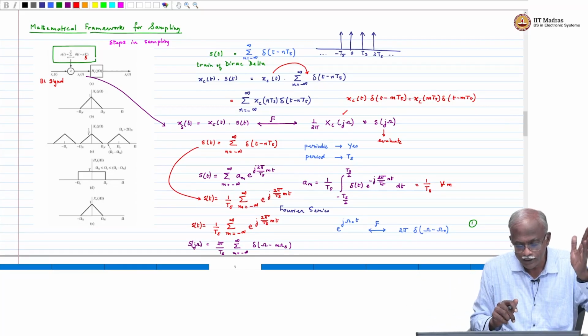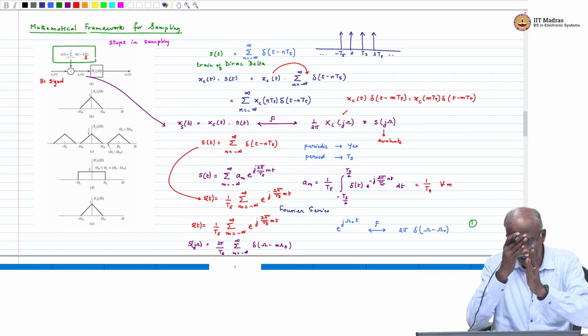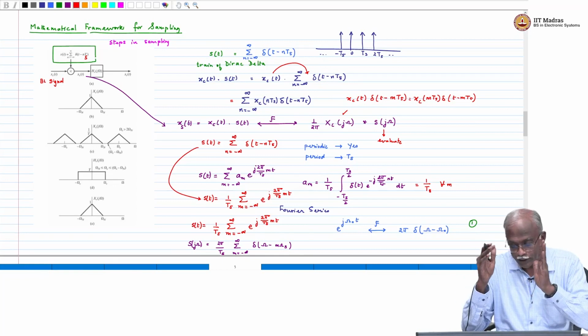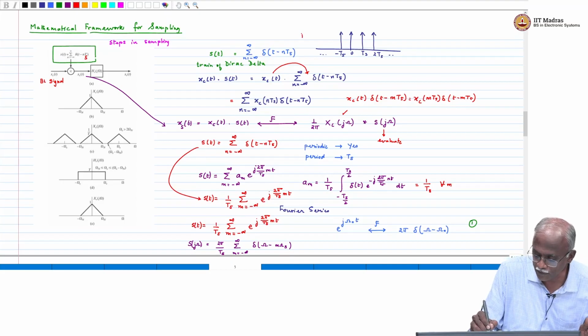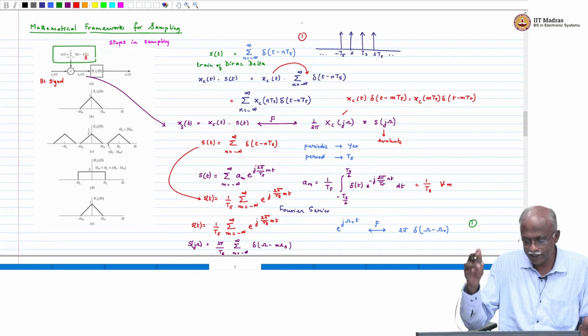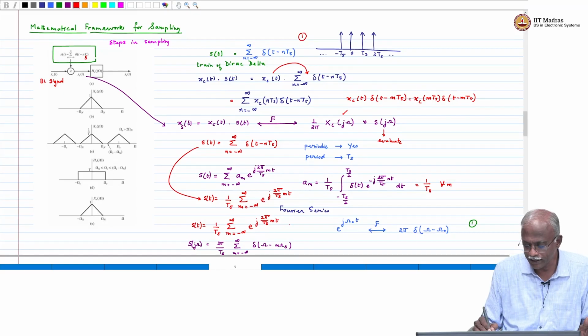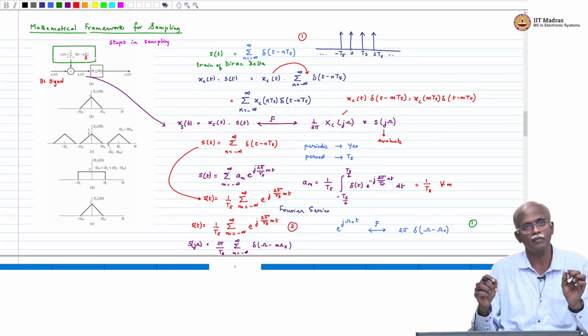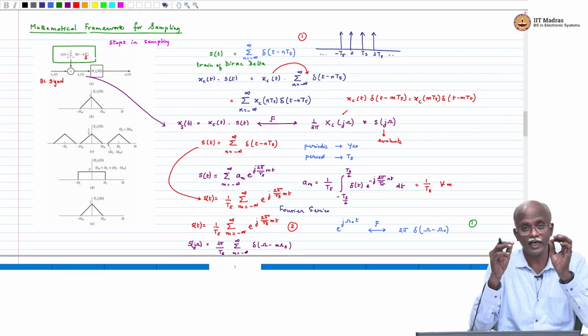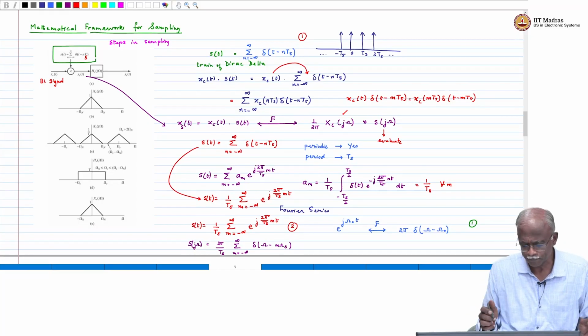We said that because this is a periodic signal, we can also write it in terms of the Fourier series. So, basically equation number 1, which is the Dirac delta, can also be written in terms of equation number 2, that is the Fourier series representation. So, 1 and 2 are exactly the same signal expressed in different forms.